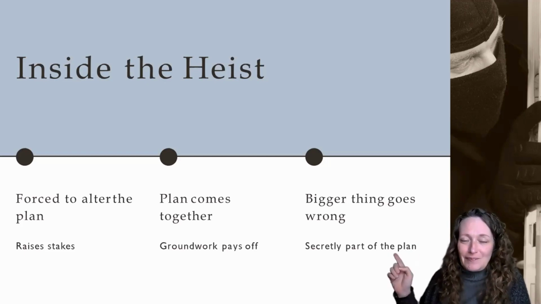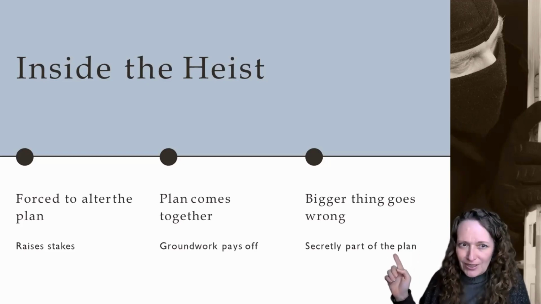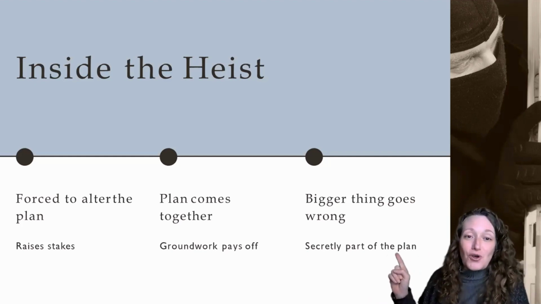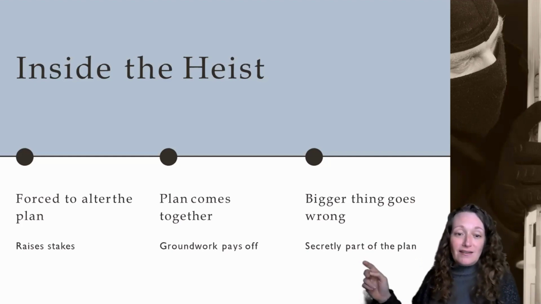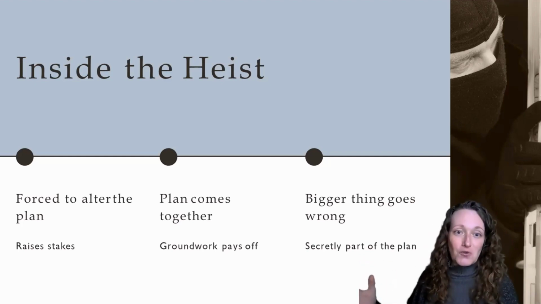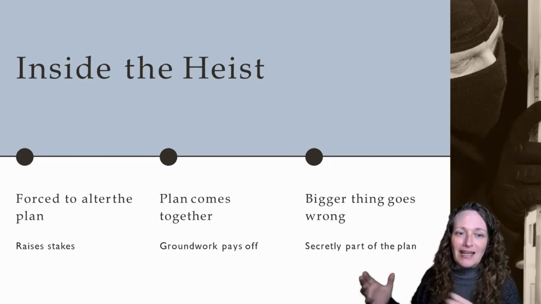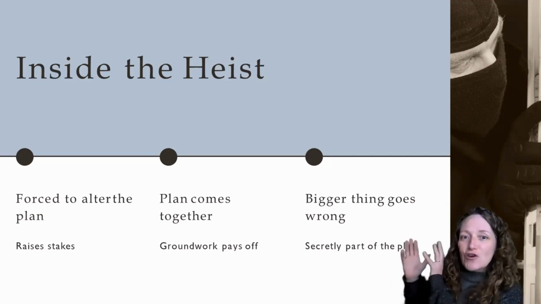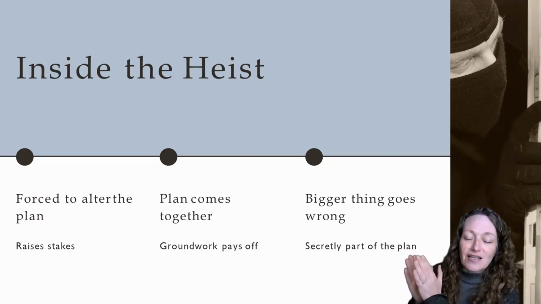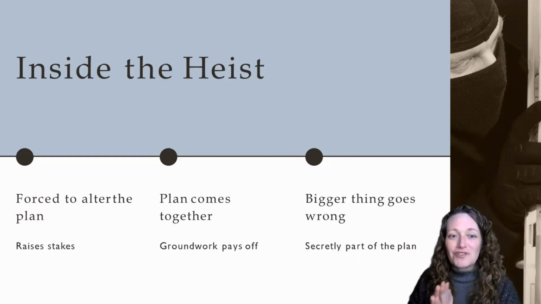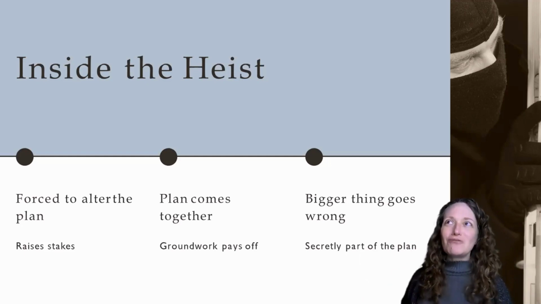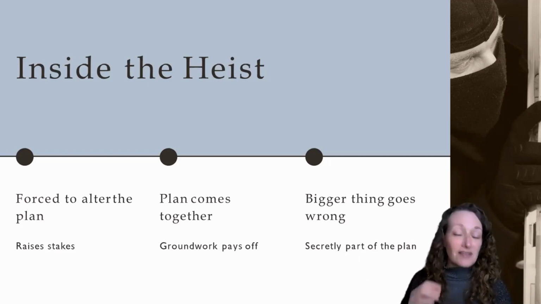And here's the thing. Remember I said we were conning the audience? This bigger thing that goes wrong is secretly part of the altered plan. When they had to make that change, something goes wrong, and they've had to alter the plan, they create this other hidden plan. This is a very important element of the modern heist, which is that there is a secret plan, because part of what the audience enjoys is that twist.